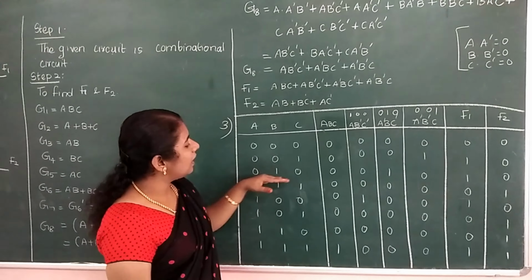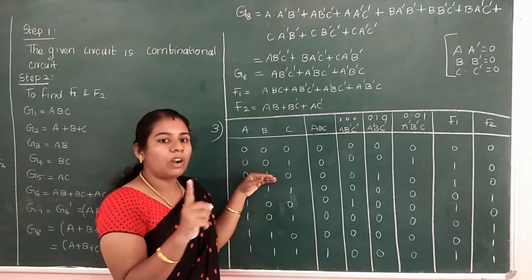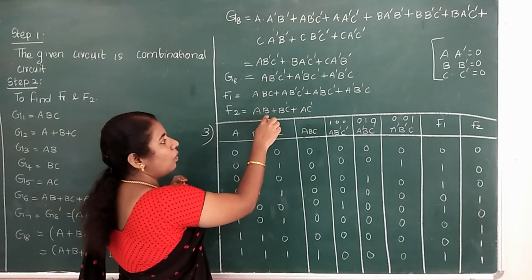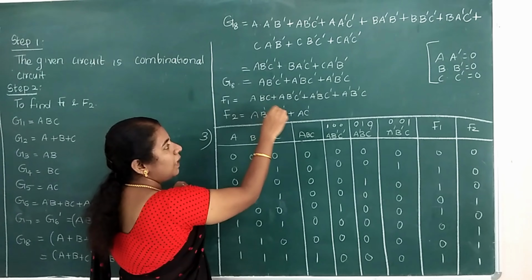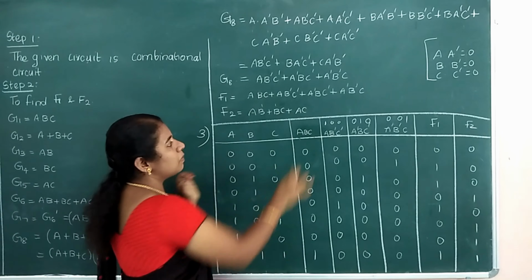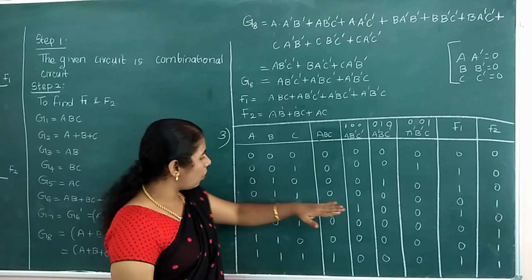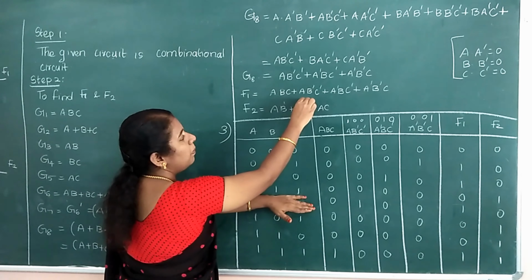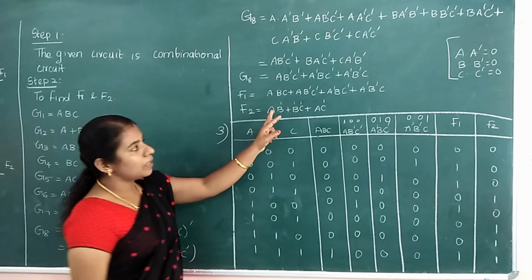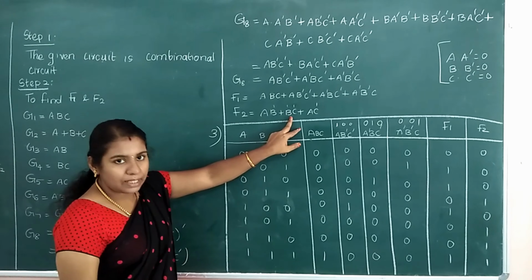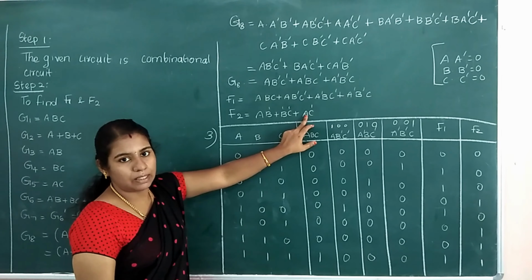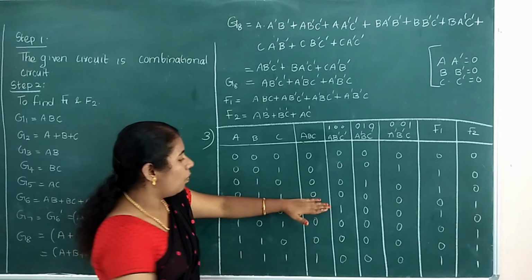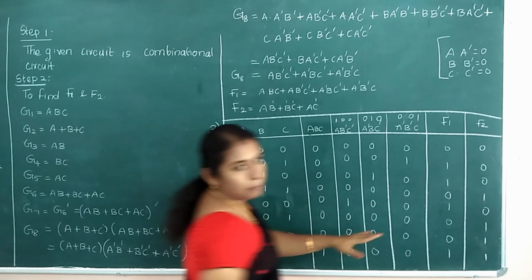The next, for the third case, B alone is 1. Here B is 1 and all other terms are 0. So the output will be 0. Then the next case, B and C are 1. Here the first term will be 0, the second term is 1 and the third term is 0. So the output will be 1. For 0, 1, 1, the output will be 1.